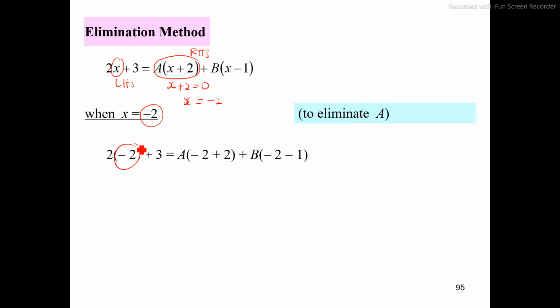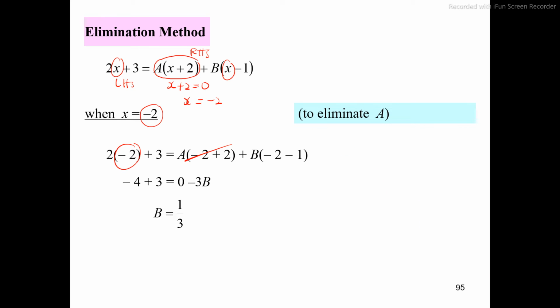Negative 2 into x here, negative 2, and here you get 0 already. And here also negative 2. So when we calculate, you get B. B equals 1 over 3.